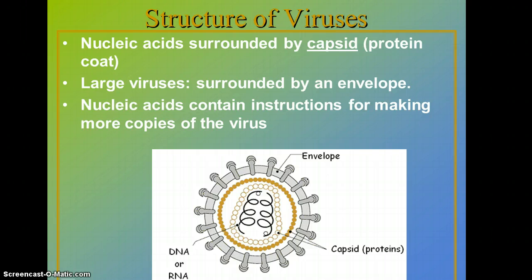The structure of a virus, again, it has either DNA or RNA. Larger viruses are going to have an envelope around them. It just gives them a little bit of extra protection, but they still have those tail fibers and they still have that DNA there that they use to make more of themselves.